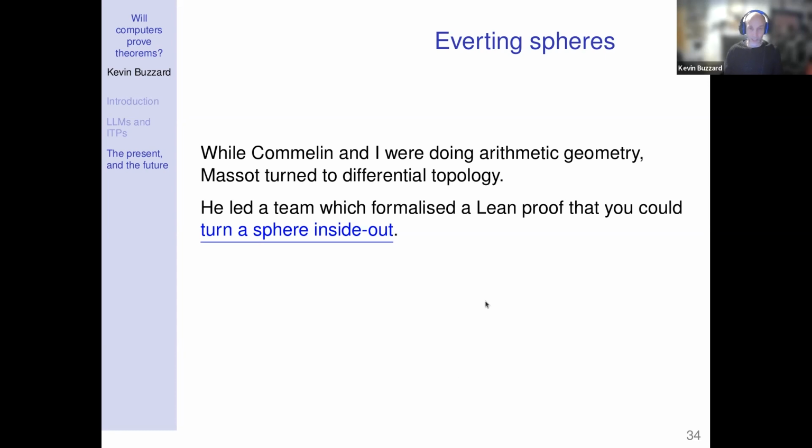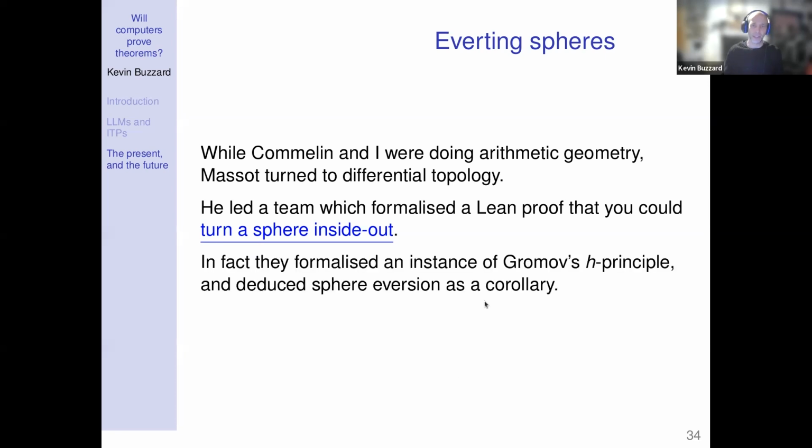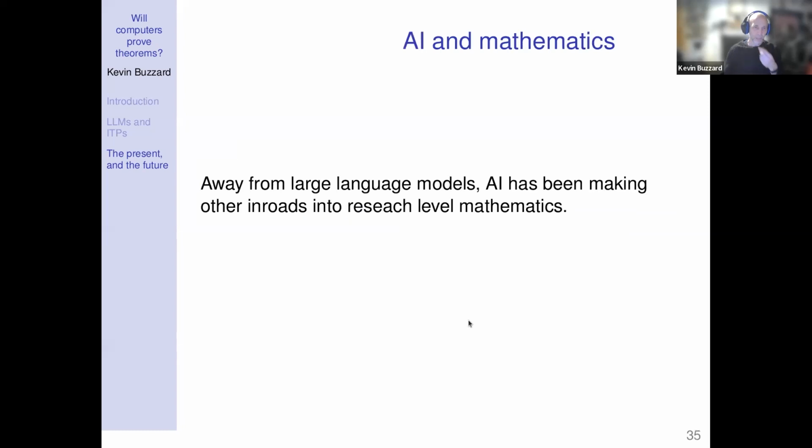And it did take a couple of years for them to solve it. But in the end, they did it. They formalized an instance of Gromov's H principle. So they formalized a modern proof and deduced that you could turn spheres inside out as a corollary. So that was kind of wild. And so there's where we are with Lean.